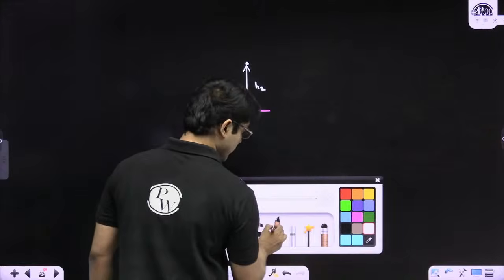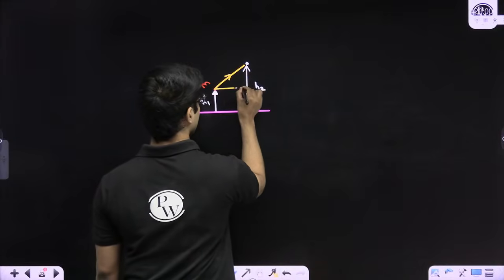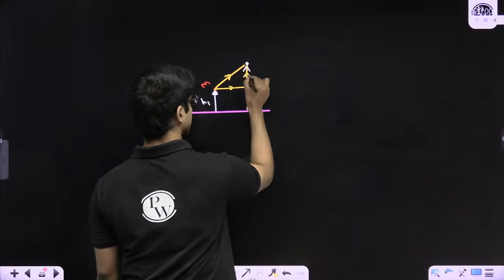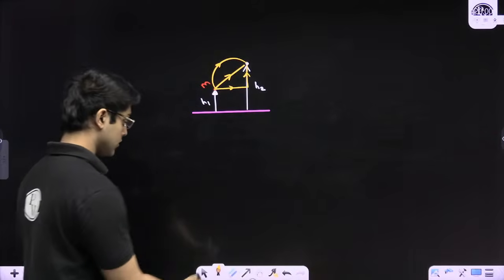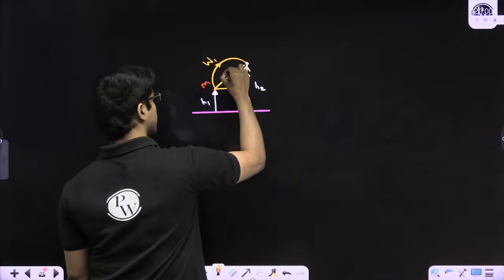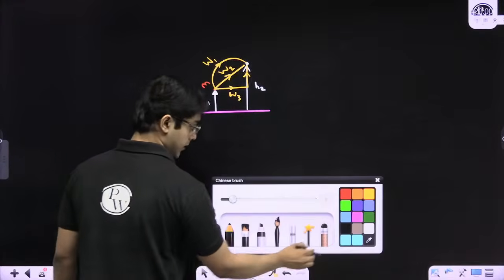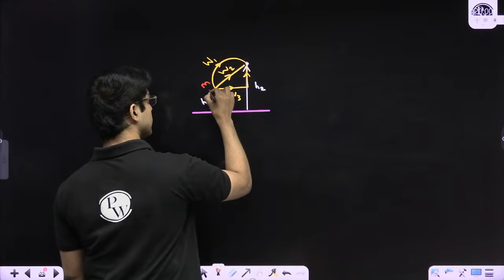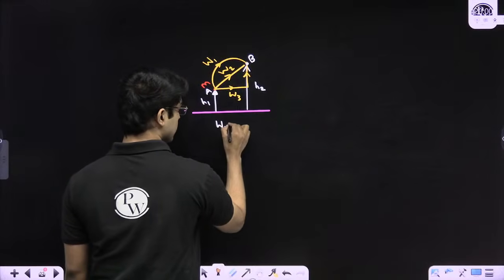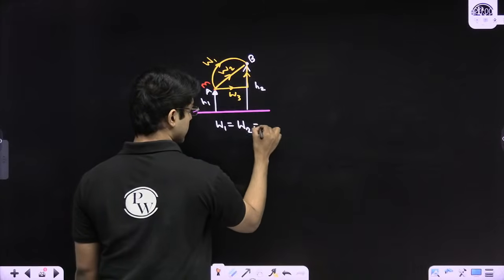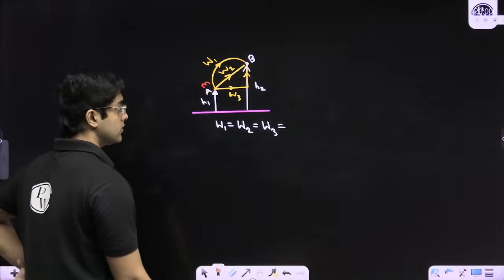So it doesn't matter which path you choose. You can directly go through a straight line. You can go along the x-axis, then go along the y-axis. You can go along a circular path. Whichever path you choose, the work done by mg in the first path, the second path, and the third path will all be the same, because the initial point A and the final point B are the same.